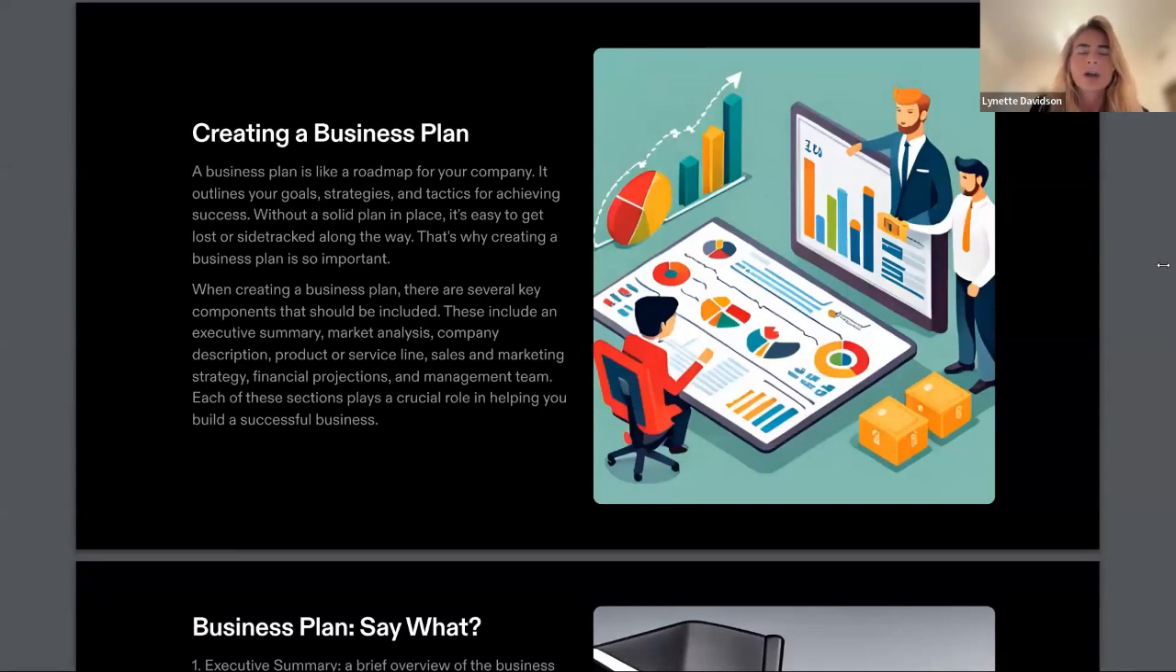To explain a bit more about the business plan, because it might sound a bit solid to you right now. There are different types of factors you want to include in a business plan.